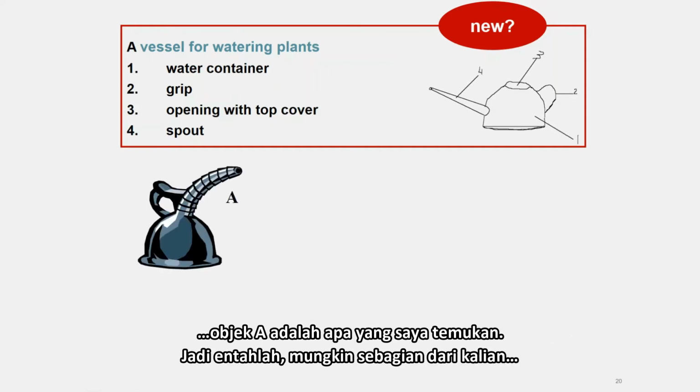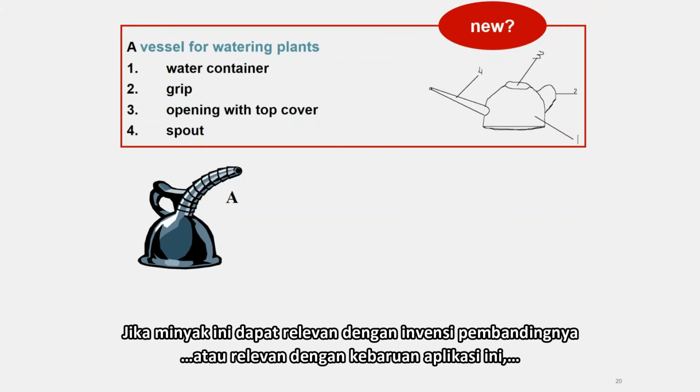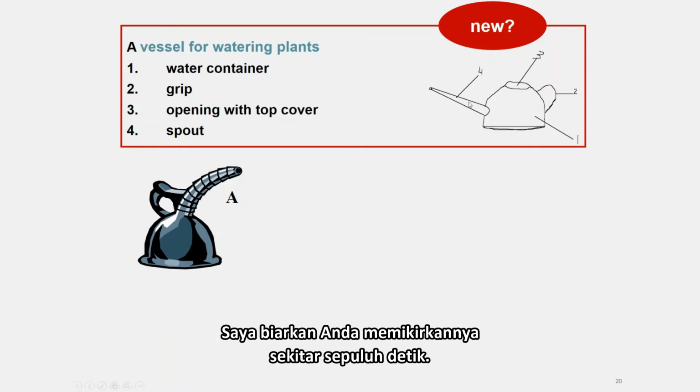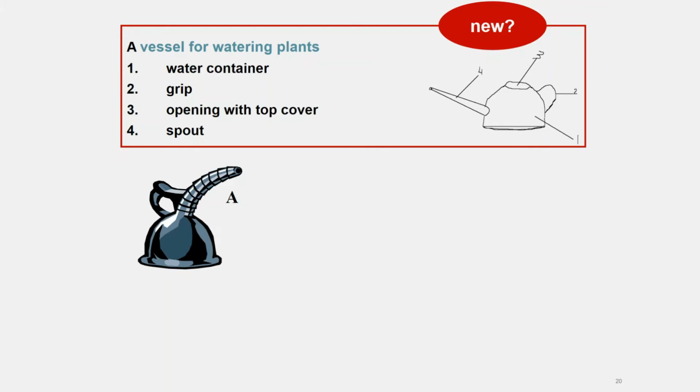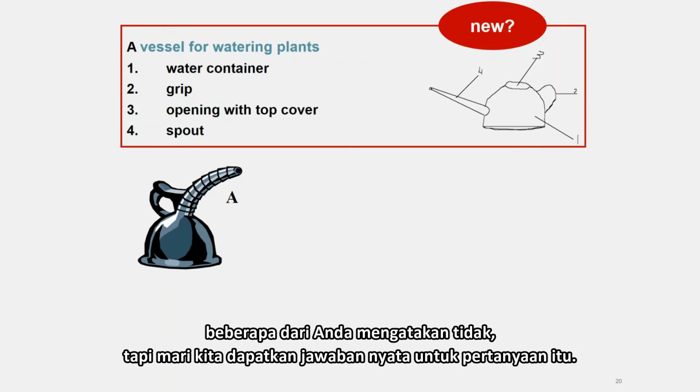Object A is what I found. So I don't know, maybe some of you are familiar with that object. It is normally called an oil can. We have actually an oil can. And the question is if this oil can is relevant to the state of the art or relevant to the novelty of this application. I let you think about it about 10 seconds. So now we go back. Some of you might actually have said yes, some of you have said no, but let's have a real answer to that question. Is it yes or no?